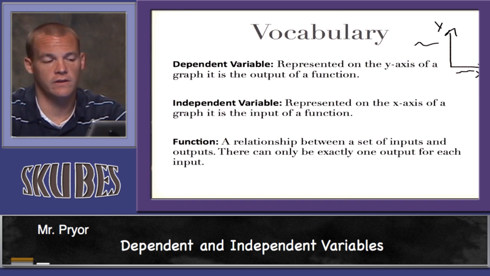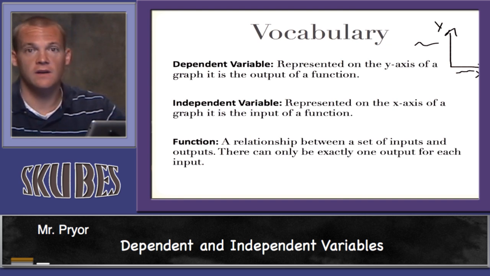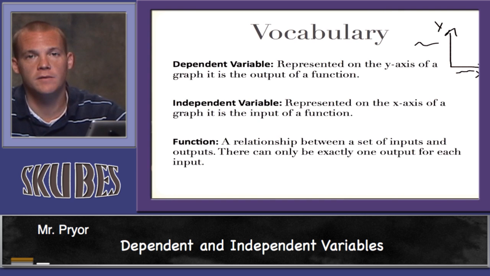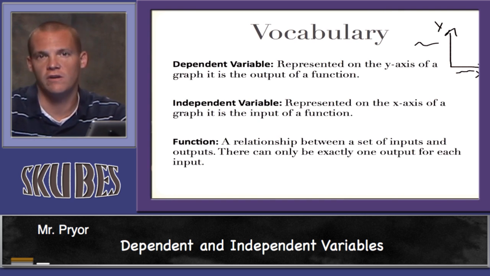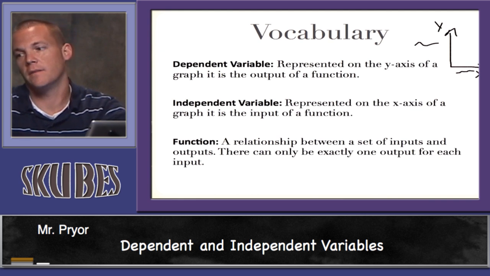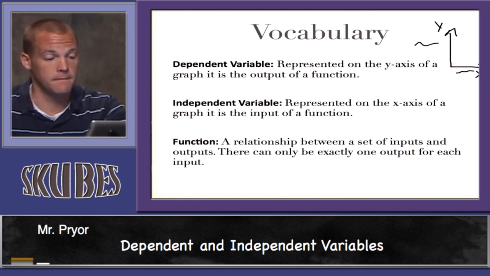Alright, and also a function. We use independent and dependent variables in functions, and these are simply relationships between a set of inputs and outputs. For instance, one that you're probably most familiar with would be a vending machine. When you press a particular button on the vending machine, something comes out. Your input is pressing the button, the output is what you're supposed to get.